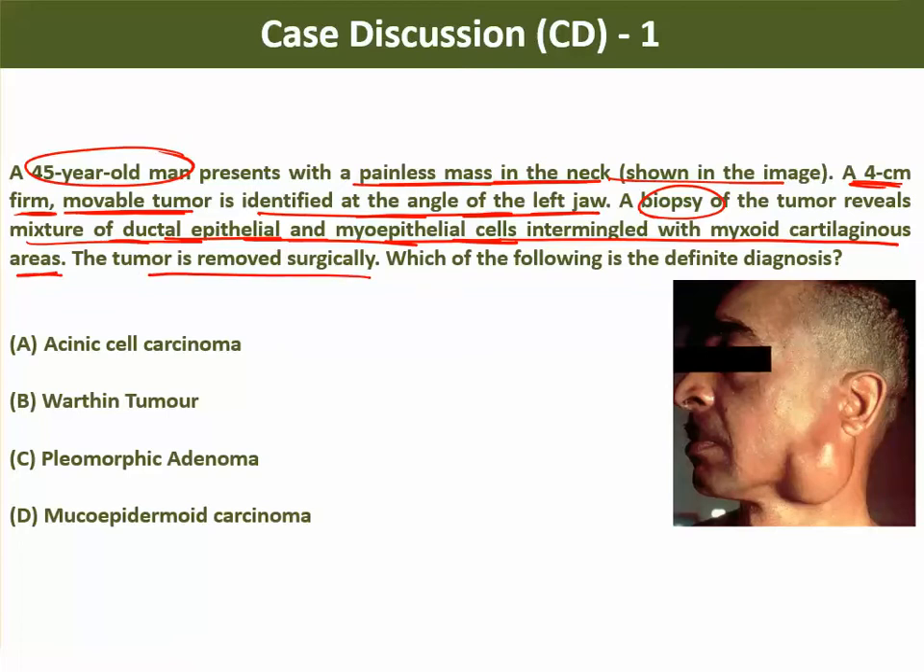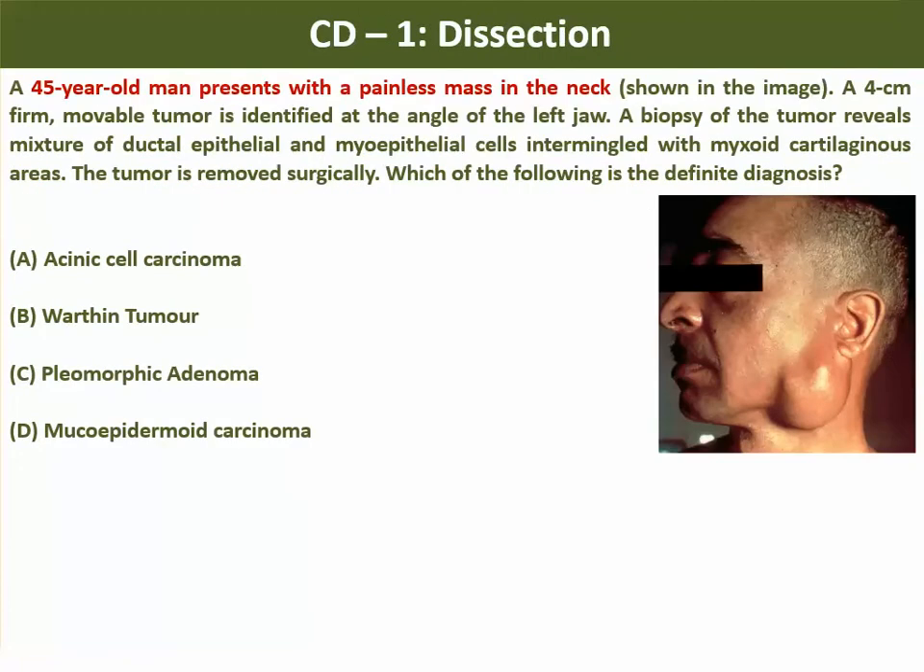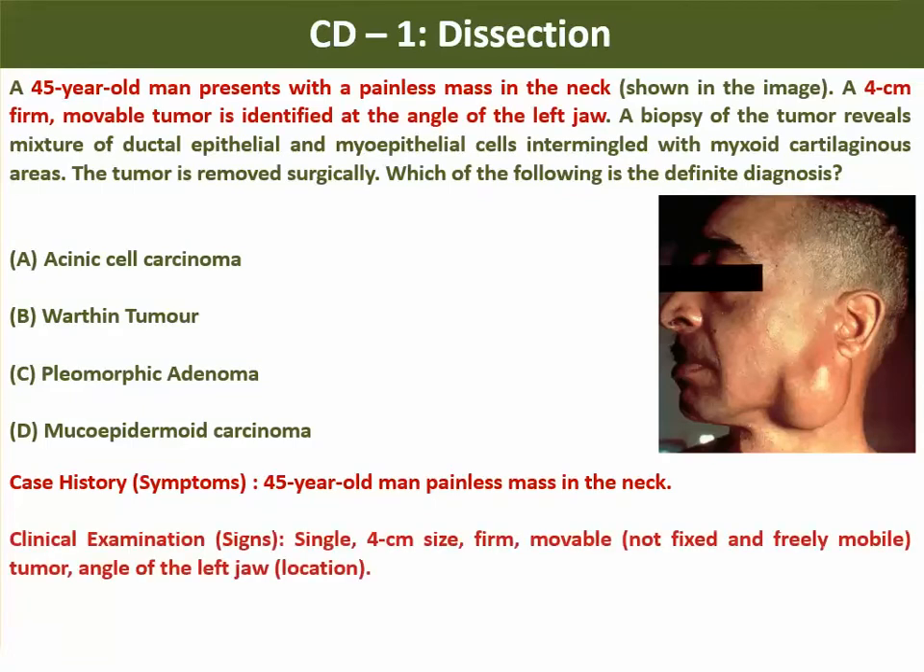Now let us divide the case. It is a 45-year-old man presenting with a painless mass in the neck. That is the case history. The patient comes to you and tells you there is a mass in the neck, and then you do a clinical examination. What the patient says is the symptom, and what you see is the sign. When you see it, you measure the tumor and you see its consistency.